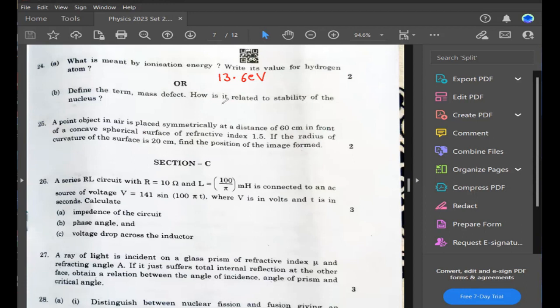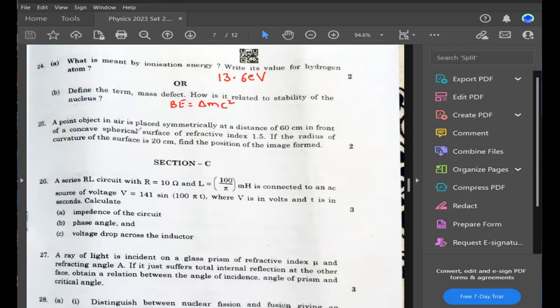How is it related to the binding energy? We know that binding energy is equal to delta M into C square. Delta M is the mass defect. More the mass defect, more is the binding energy. More binding energy means more binding energy per nucleon, and binding energy per nucleon represents the stability of the nucleus. So more the mass defect, more will be the binding energy per nucleon, and more stable will be the nucleus.